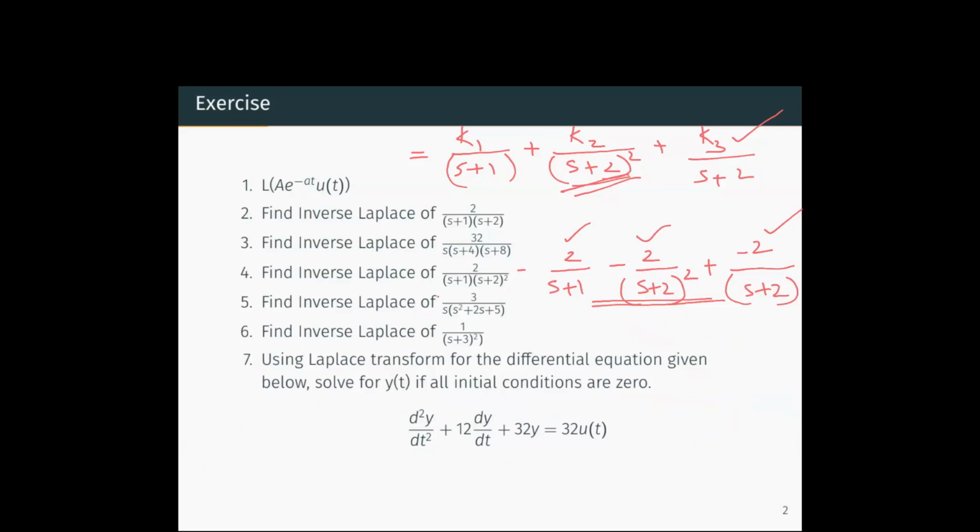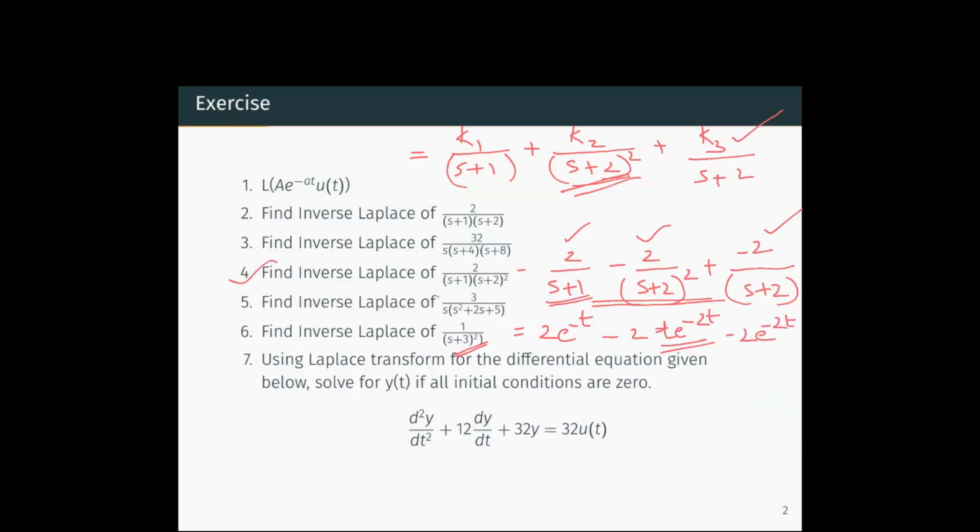Now, as we have seen in the beginning of the video, to get the Laplace of this, we had used the frequency shifting theorem. So similarly here, 2 by s plus 1 will have inverse Laplace as 2 e raised to minus t, and minus 2 by s plus 2 whole square will have the inverse Laplace as t e raised to minus 2t. This is by the frequency shifting theorem. And the third term is 2 minus 2 e raised to minus 2t. So this is the inverse Laplace transform for this.